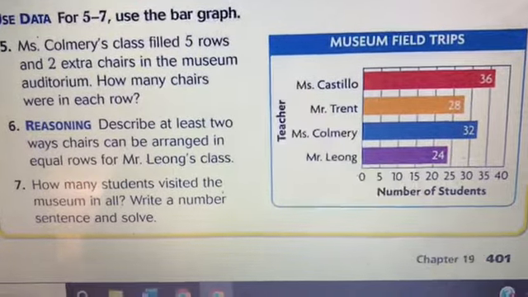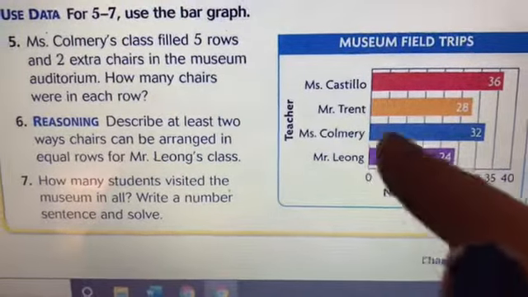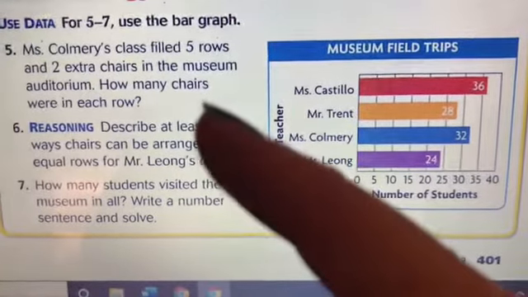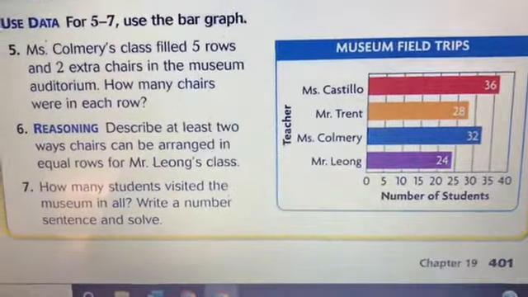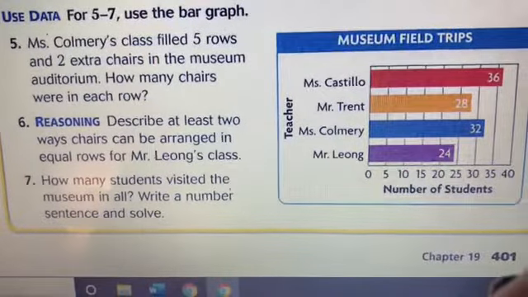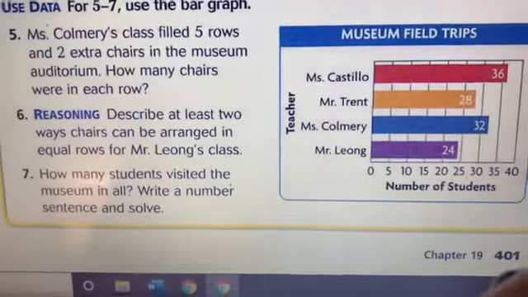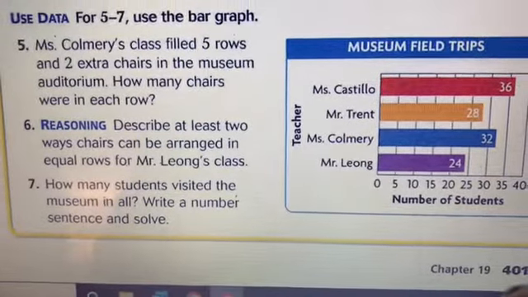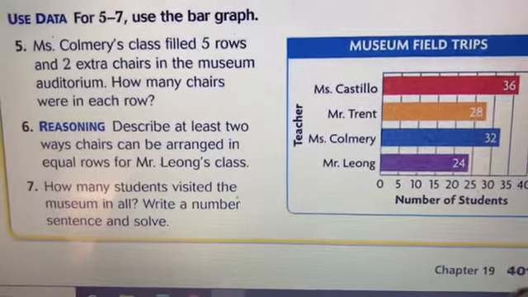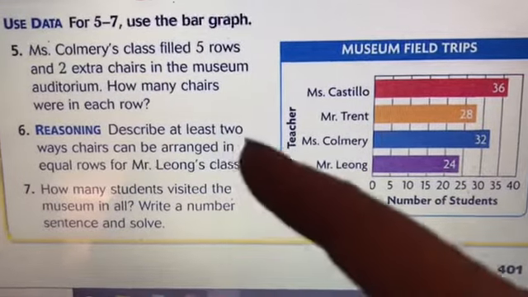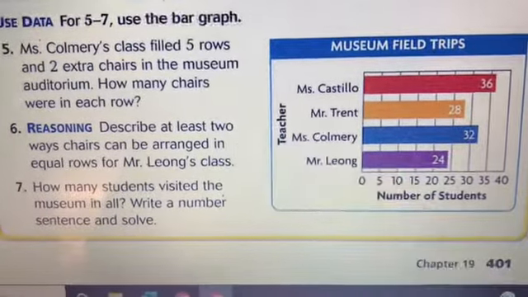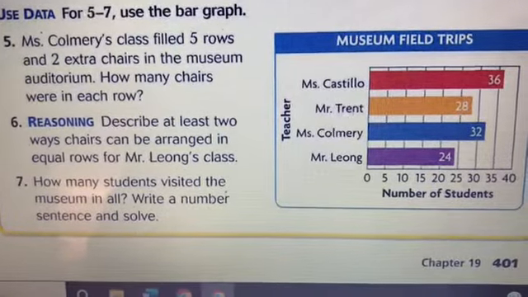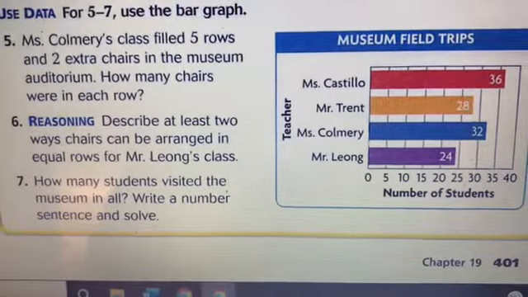We have 5 rows, so we're going to take 32. Well, we have 2 extra chairs, so let's go ahead and subtract them. Now we only have 30 students. How many times does 5 go into 30? I know that 5 times 6 is 30. So there were 6 chairs in each row, right? 6 is our answer. There were 6 chairs in each row.